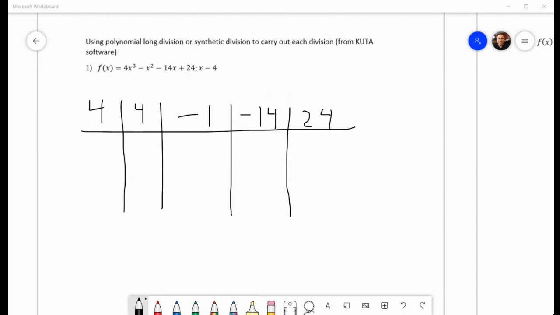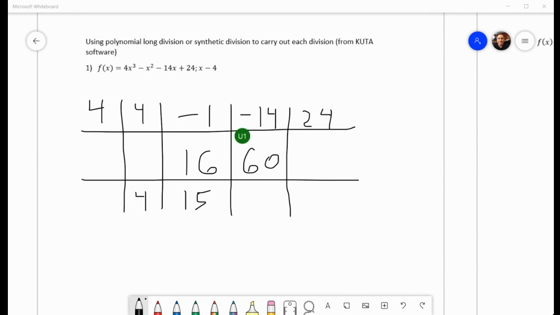All right, so we make another row, right? Remember, we make a grid like this. So this 4 comes down, right? So what happens, we multiply. We're going to multiply 4 times 4, that's 16. That goes here, as you can see. 16 plus negative 1, that's 15. So that's what we get here. Then we repeat the process. We have 4 times 15, that's 60, that goes up here. Then we have negative 14 plus 60, that's 46, as you can see.